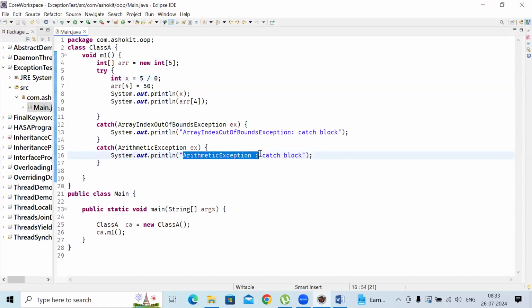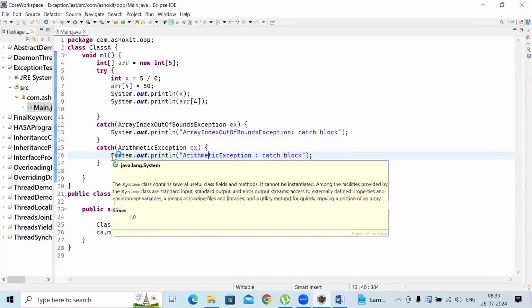Arithmetic exception, colon, catch block. This is my own SOP statement, right? A user friendly message. But if you want to print the actual details of the exception, my intent is the actual message. I want the actual message also, we'll see.